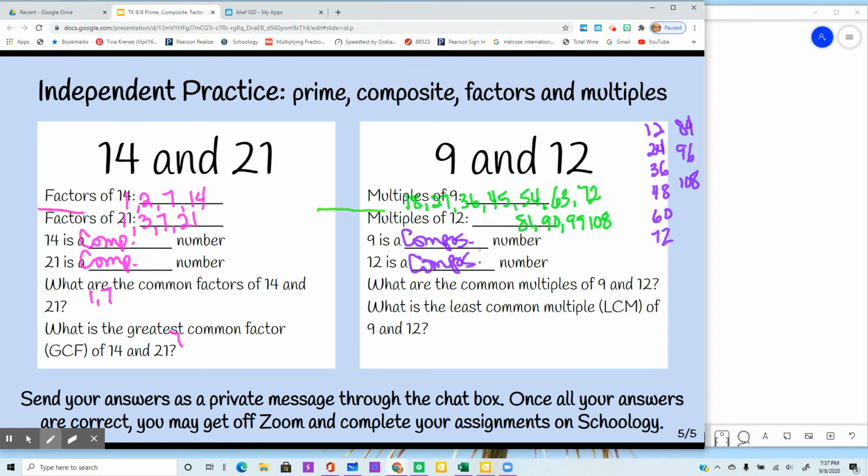So what are the common multiples of 9 and 12? Let's see, I see 36 and 36, 72, and 108. So the common multiples are, let me change colors here so you can see them, 36, 72, 108. What's the least common multiple? 36.